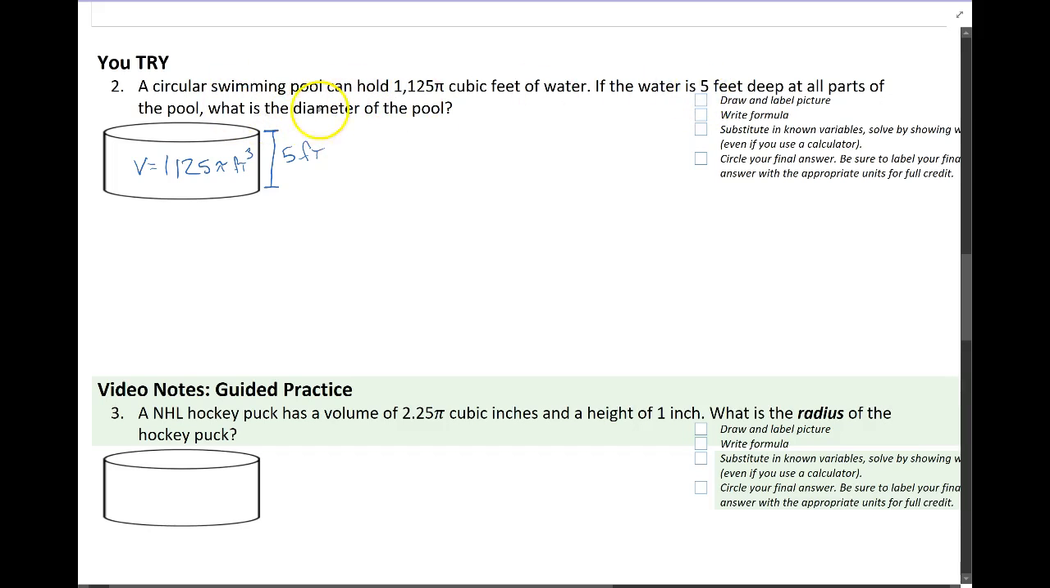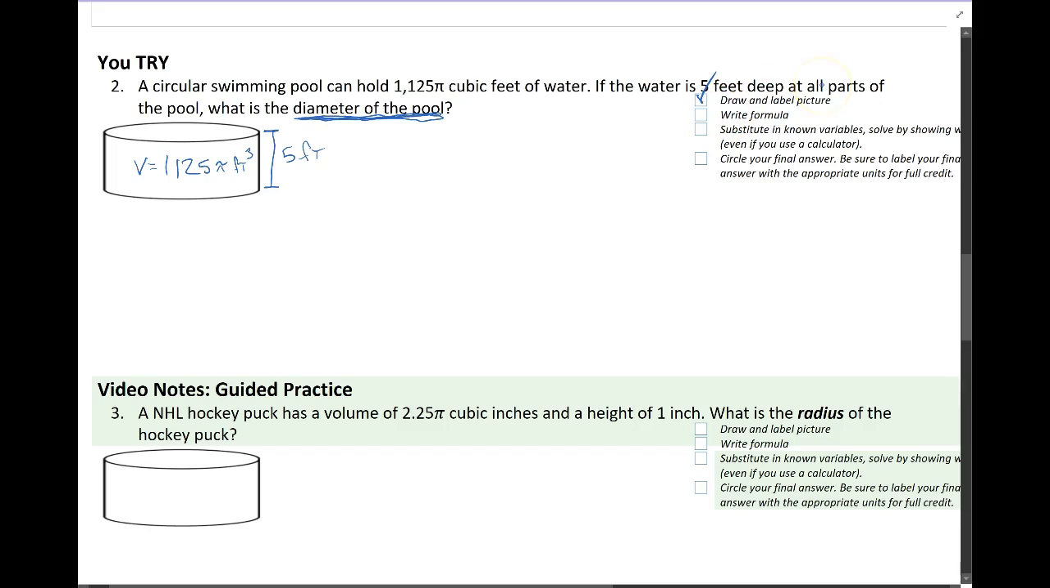It wants to know the diameter of the pool. So I'm actually going to underline what it's asking for, because I don't want to pull a Martinez and solve for the wrong thing. So what is the diameter of the pool? Okay. I've drawn, labeled the picture, and made sure I know what I'm talking about. I'm going to check that off.